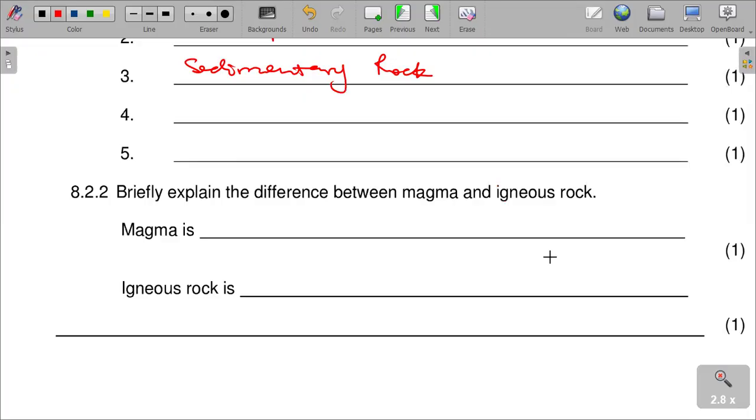Briefly explain the difference between magma and igneous rocks.